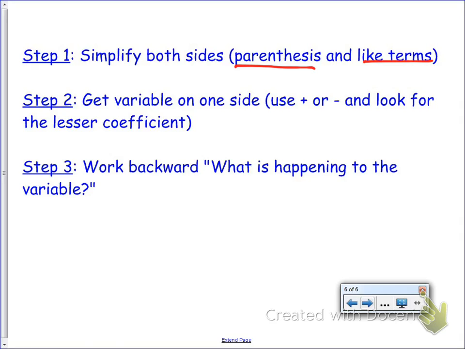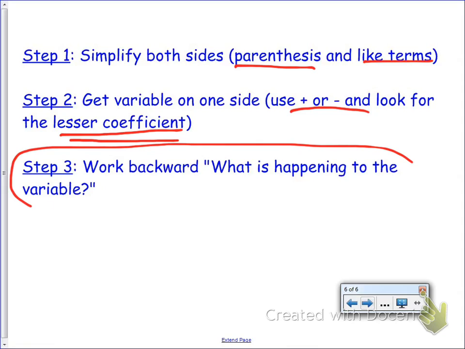And then step 2, get the variable on one side. This is always done by adding or subtracting. I like to look for the lesser coefficient, the value that is lesser. If one of them is negative and more negative, then I would choose the lesser value, the more negative number. And then just make sure that you work backwards. Ask yourself what's happening to the variable. Everything else is step 3, what we've already learned in 6.1 and 6.2.